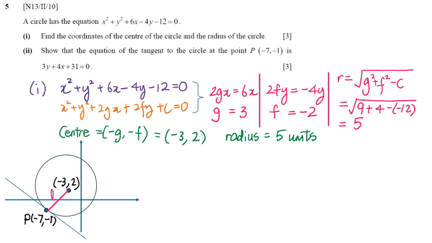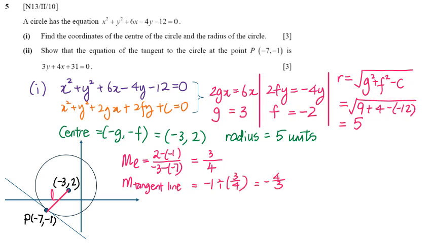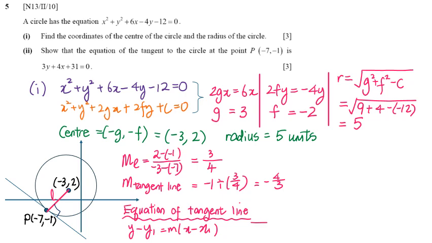So I just need to find the gradient of L, which is (y2 minus y1) over (x2 minus x1), which is 3/4. And your radius and your tangent line are perpendicular to each other. So the gradient of the tangent line will be negative 1 divided by 3/4. Okay, so it gives you negative 4 over 3. Substitute into your y minus y1 equals gradient bracket x minus x1. This is a very useful formula.